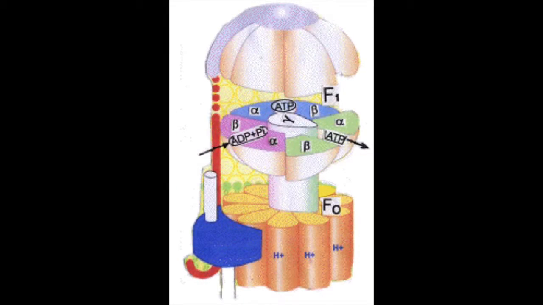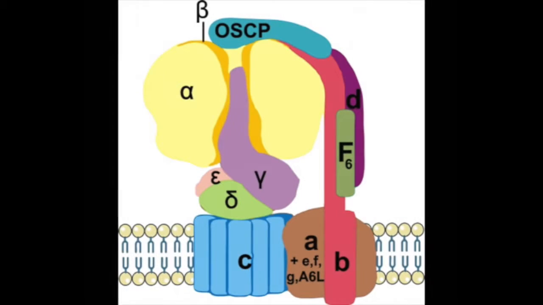ATP synthase contains two main subunits. These are the F1 subcomplex and the F0 subcomplex. The F1 subcomplex is where ATP is made from ADP and inorganic phosphate. It contains three alpha subunits, three beta subunits, a gamma, a delta, and an epsilon subunit. The three beta subunits are the sites where ATP is synthesized.